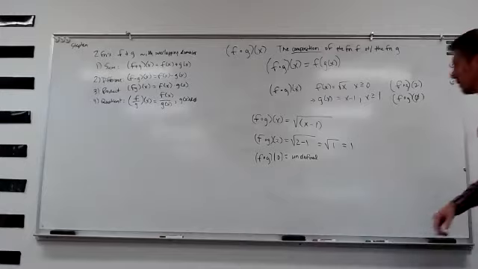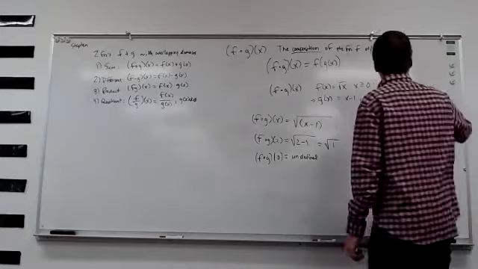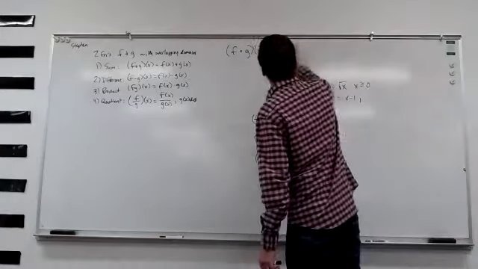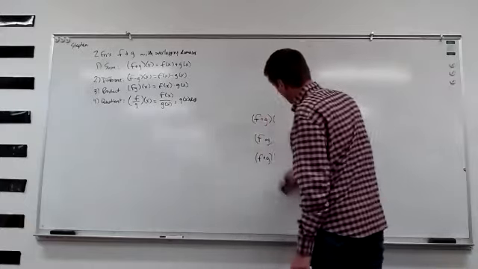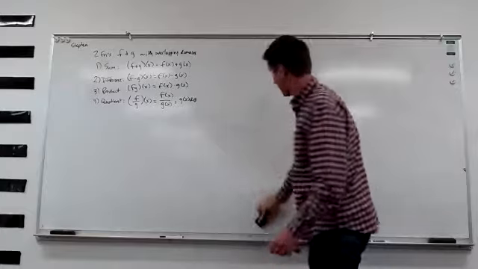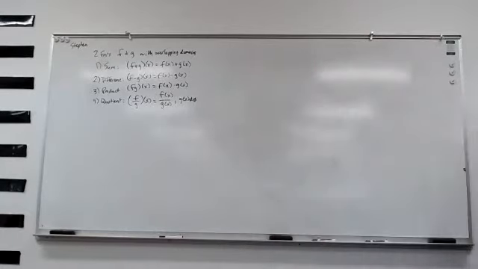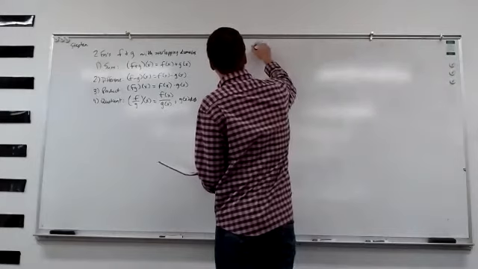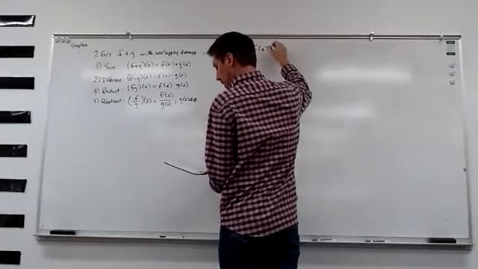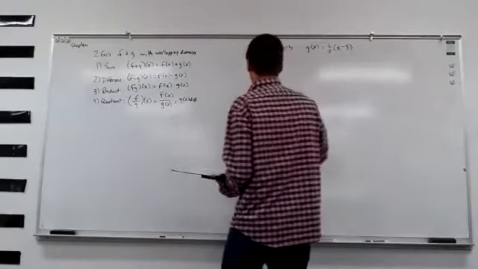Let's do another example. And the example is f of x. This is example 8 in the book. F of x equals 5.